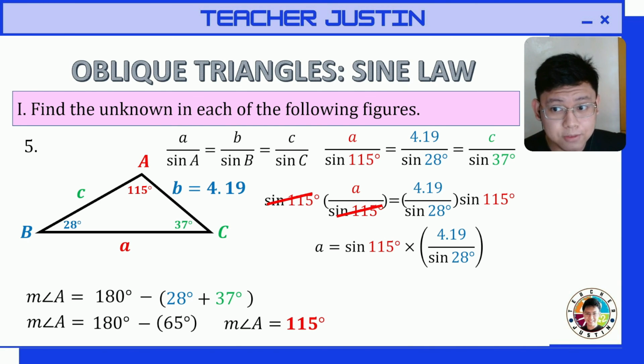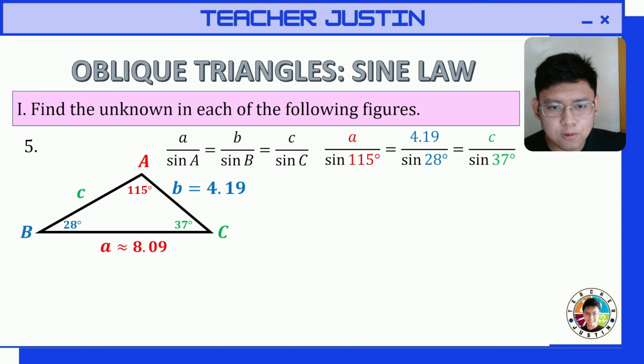Okay. So, A is equal to sine 115 degrees times 4.19 over sine 28 degrees. Let's use our scientific calculator. So that will give us A is approximately equal to 8.09 units. So nakuha na natin yung measurement ni side A. Let's proceed to the value of side C.